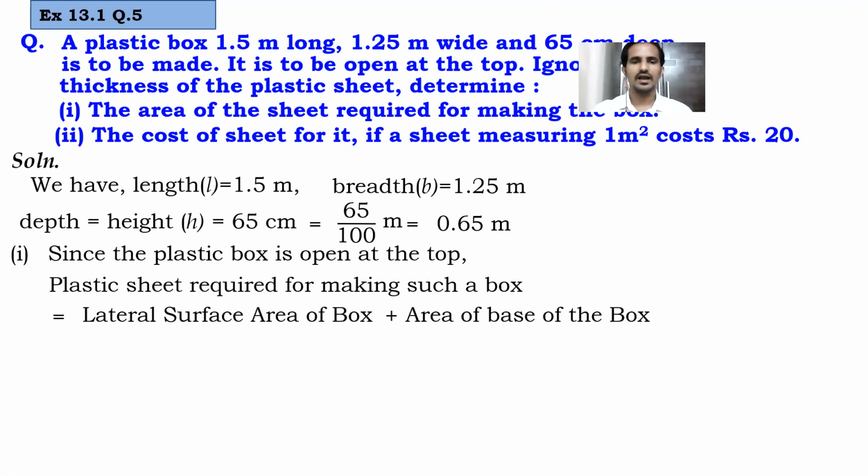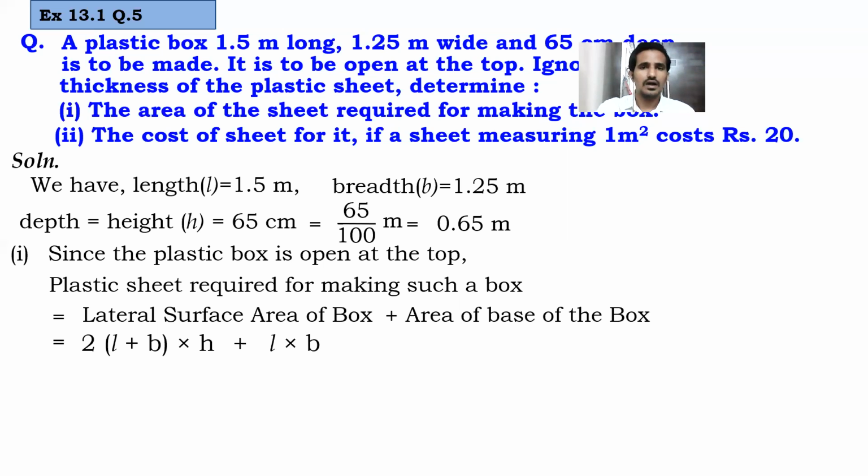Okay, and let's do the calculation, everyone. So the lateral surface area is 2(L plus B) into H plus area of the base is L into B. So I have used the formula for lateral surface area, that is 2(L plus B) into H plus the area of the base will be L into B.